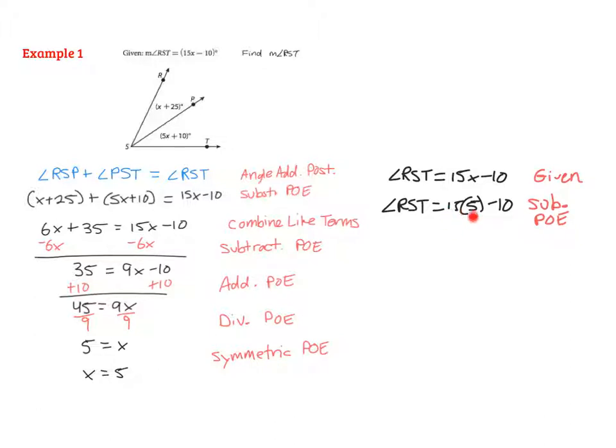And then here, 15 times 5 is 75 minus 10 is 65. So we can say the measure of angle RST is 65 degrees. And now we are done. So you can see that, again, this is stuff that you've been doing. Now we're just giving it a reason because we're doing a proof.